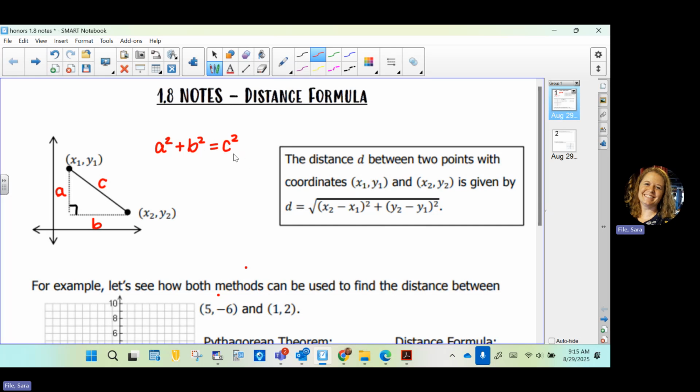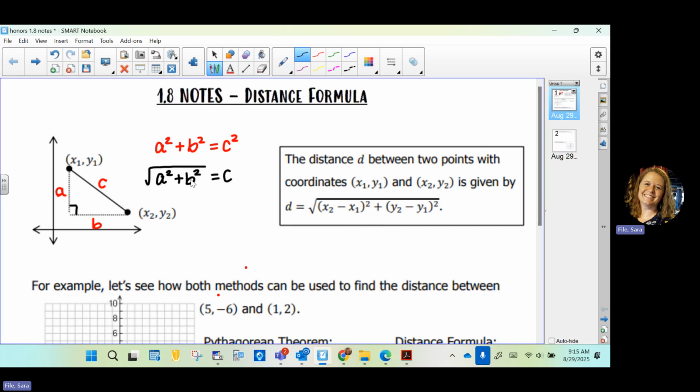Now to isolate the c, what would we have to do to get rid of that square? When we move things across equations, we do the opposite operation. Like the opposite of add is subtract. The opposite of multiply is divide. Do y'all know the opposite of square? Square root. So if you isolate the c, it is the square root of a squared plus b squared. And that is your distance formula.